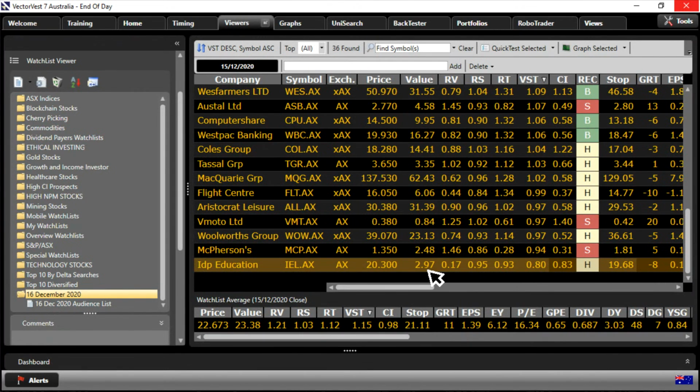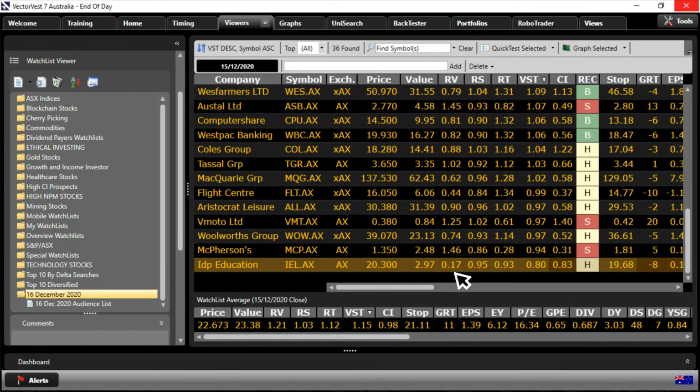This indicator here, RV, is more important than price compared to value because it's looking at the long-term price appreciation potential of those given companies, right? So in this particular case, IDP 0.17. Right, there's a lot of mathematics that goes in behind it.